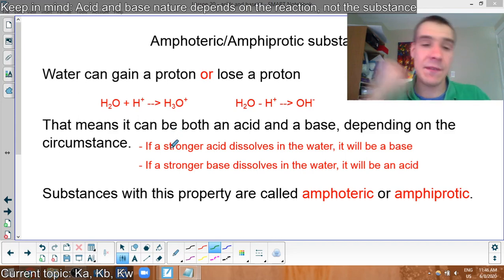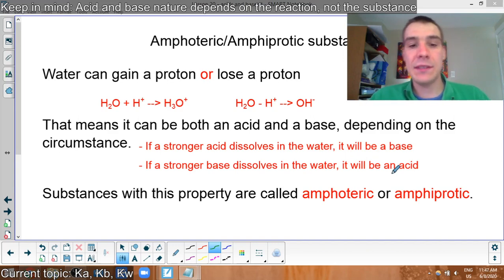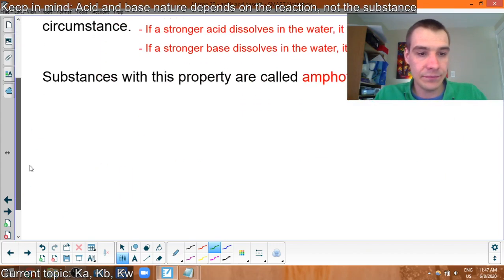We talked about how if a stronger acid dissolves in the water, it will absorb that acid's hydrogen and become a base. If a stronger base dissolves in the water, the water will give up the hydrogen to that base and it'll become an acid. This is a property called amphoteric or amphiprotic. Both are used interchangeably. Amphiprotic, I think, is probably the one that makes the most sense. Amphi, like two, and protic, like proton, right? You can proton different ways.